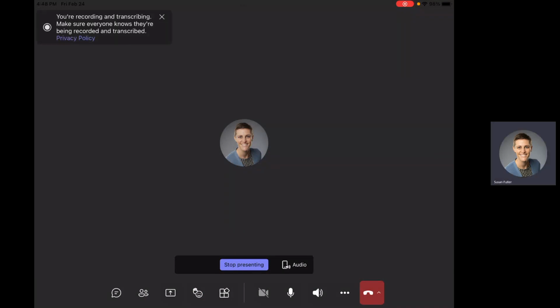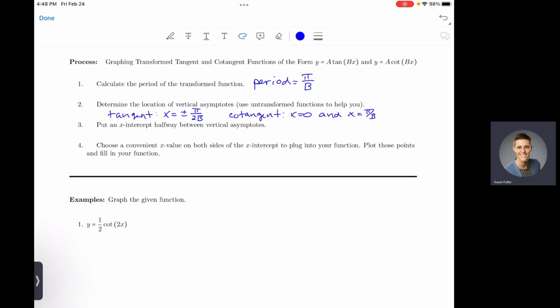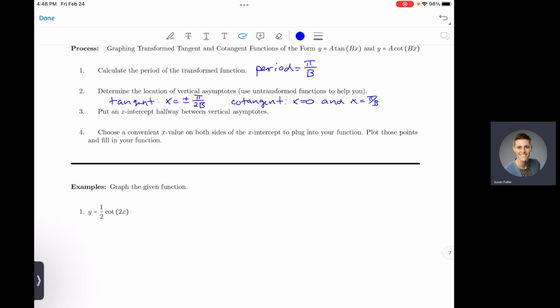Hey y'all, I wanted to make a video for you. I know that it was fast and furious at the end of class today. So I wanted to go through these examples of graphing a transformed tangent and cotangent function again with you, just in case you needed a little bit more explanation or just in case this is helpful for you.